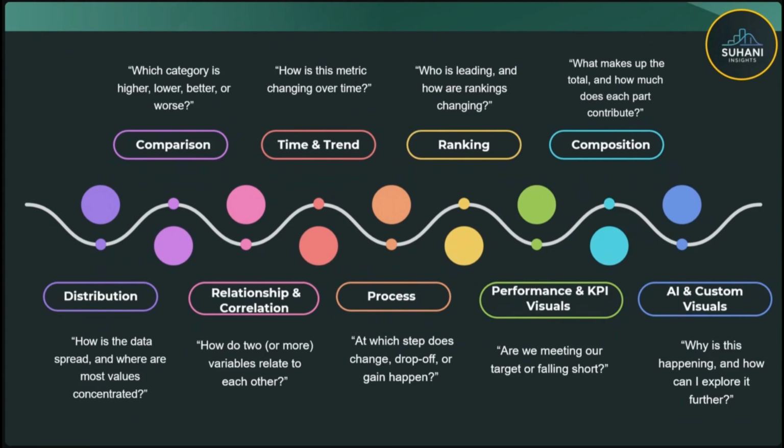Then that's ranking. Composition. Composition visuals are just like part to whole visuals. Just as I said, if my sales is 20 lakhs, how much each product is contributing to it, how much percentage share each product makes up, then that comes in composition visuals.